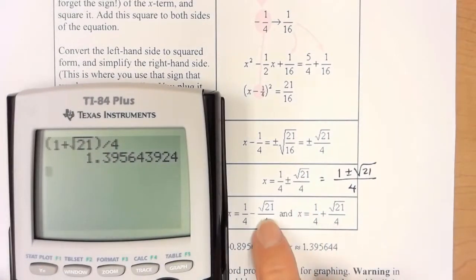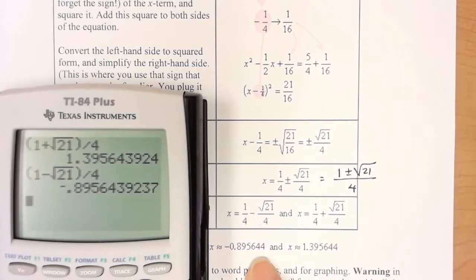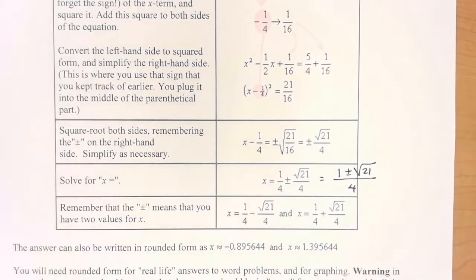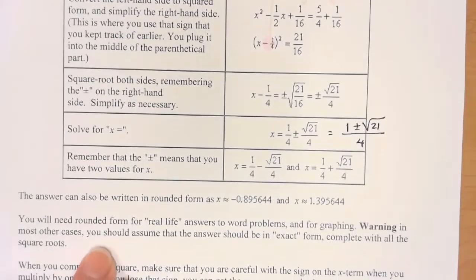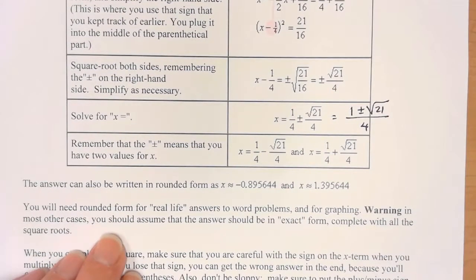But now the only difference between the two are the signs. So if you do second enter, cursor back in to be right above the plus and change it to a negative, press enter. And that's where that one comes from. But I prefer it like that. I've got a common denominator, so I can go ahead and add that. You will need the rounded form for real life answers to word problems and for graphing. Warning, in most cases you should assume that the answer should be in exact form, complete with all square roots.